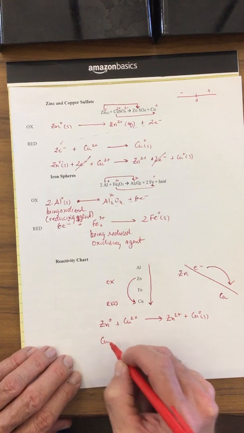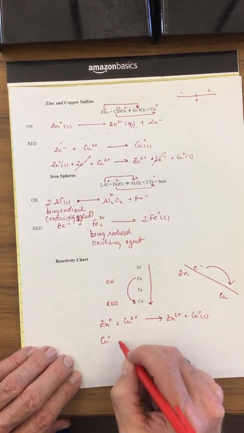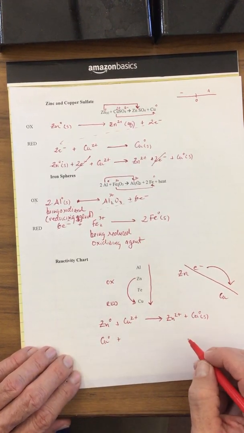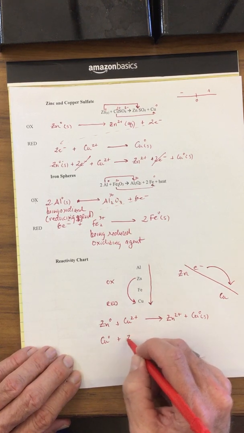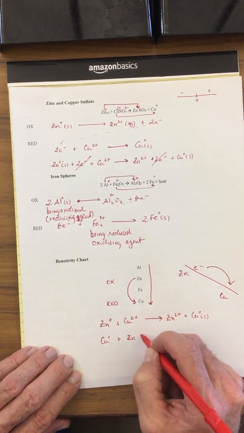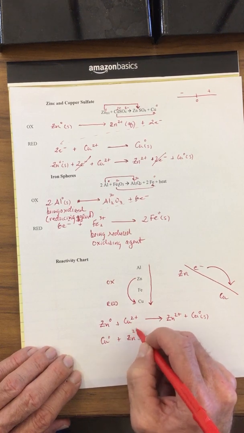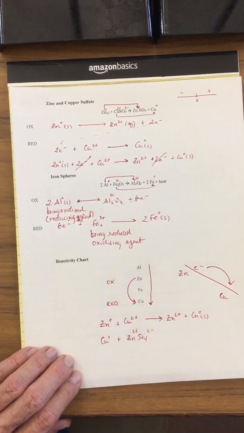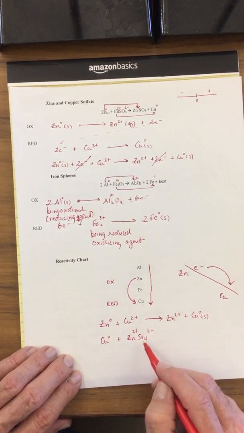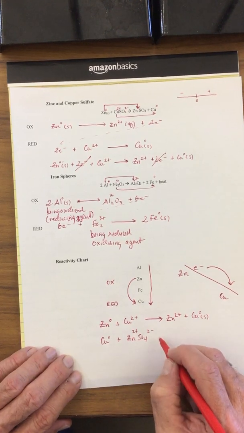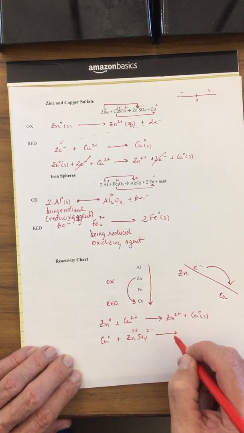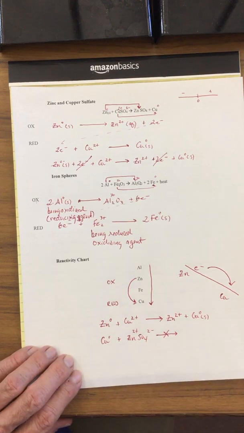Let's reverse and switch this scenario. Imagine if I had copper, and I combined that with a zinc ion, like zinc sulfate. If I put copper into zinc sulfate, absolutely nothing would happen. That reaction does not occur.